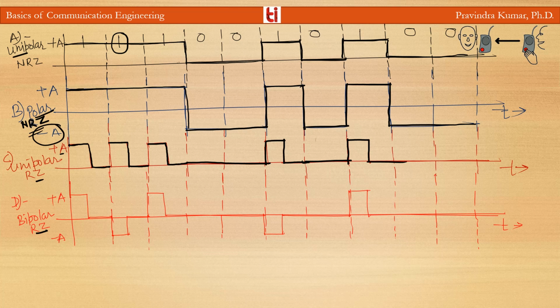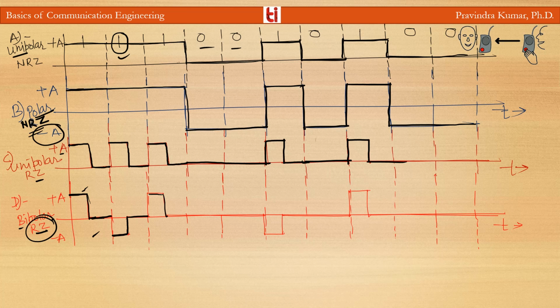bipolar RZ. Bipolar means it is on both sides, and return to zero means it will return to zero. Here you can see for one, the pulse is represented as plus A, and in the middle of the pulse duration it will return to zero and remain so during the next half. And here, for the next data 1, this time the pulse is represented by minus A and returns to 0. So alternately the pulses are represented by plus A and return to 0, and for another one it is represented by minus A and returns to 0, then plus A return to 0.